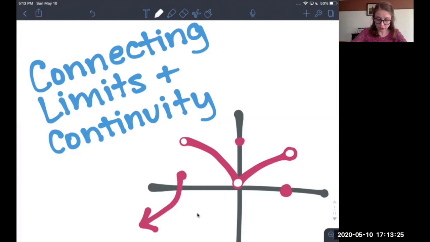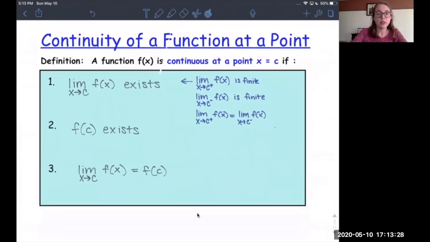So this is the definition that we're going to look at. The formal definition of the continuity of a function at a point is that a function is continuous at a point x equals c if three things are true. One, the first condition is that at that x equals c, the limit has to exist. And we know that that means a couple things.